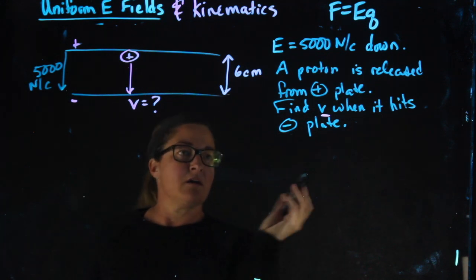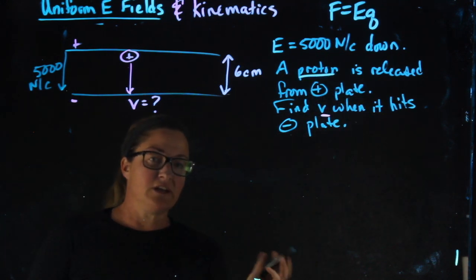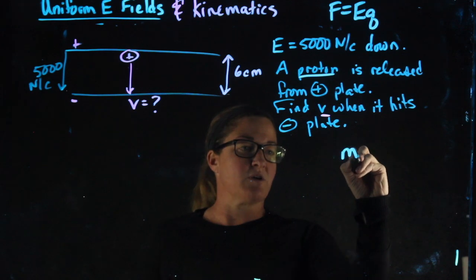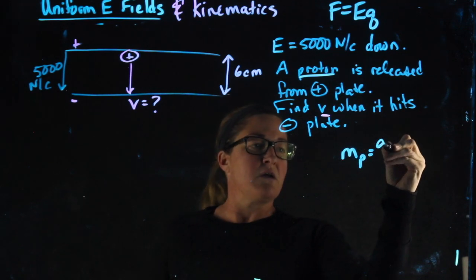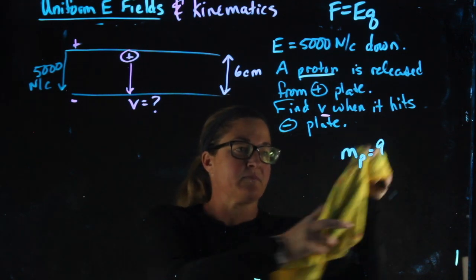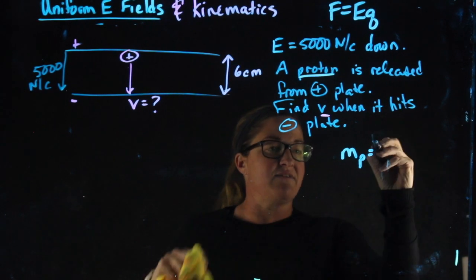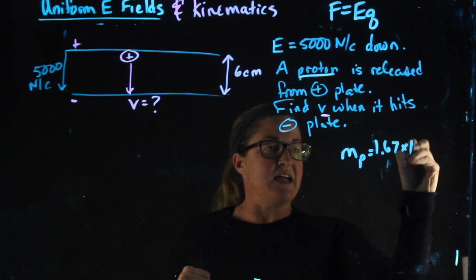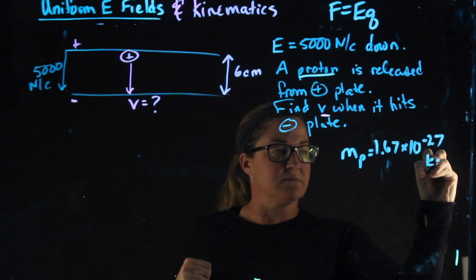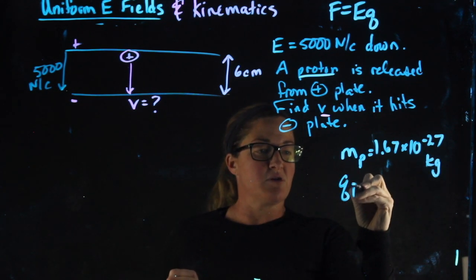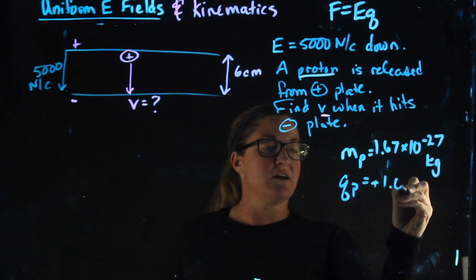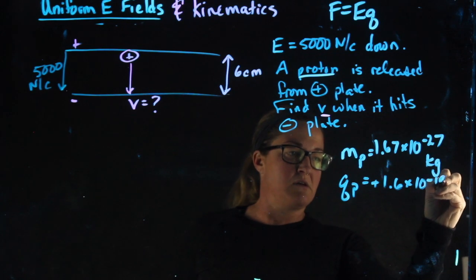Okay. Proton. Facts you need to know about a proton are also on your sheet. We're going to need the mass of a proton, which is 1.67 times 10 to the negative 27th kilograms. And the charge of a proton, which is the same as the charge of an electron, except it's positive, is that.